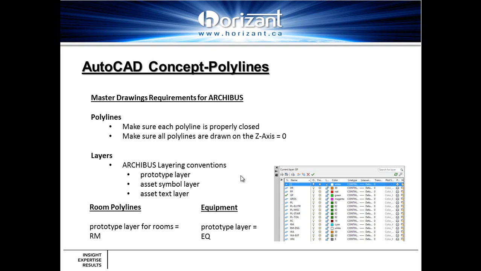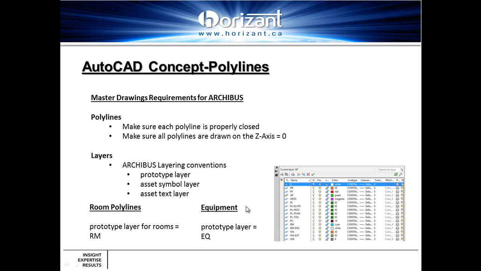So I'll give 2 examples here. The rooms, for example, when you're depicting space inside of ARCHIBUS, essentially go onto the RM layer. So you want to make sure that all your polylines are drawn onto the RM layer. And you can see an example here. I've got the RM layer there. I usually make it cyan in color. Therefore, if it's not there in my drawing, I want to be able to create it and draw my polylines onto it or move them onto it.